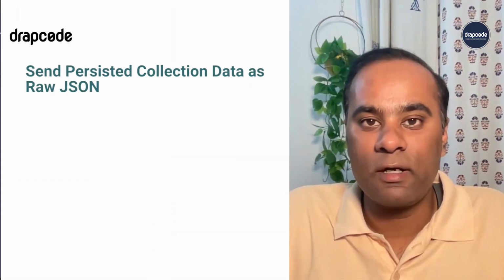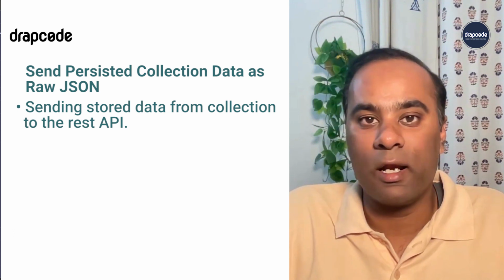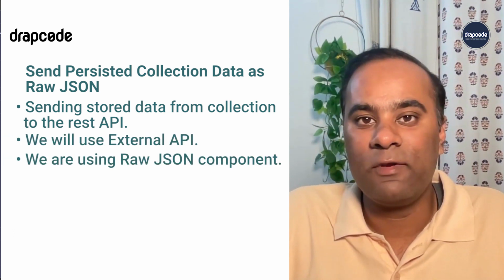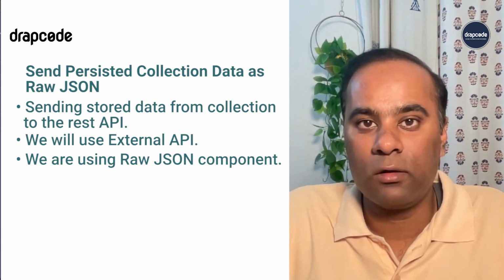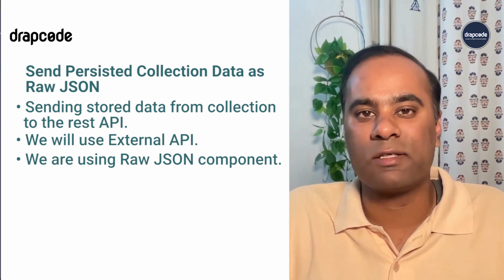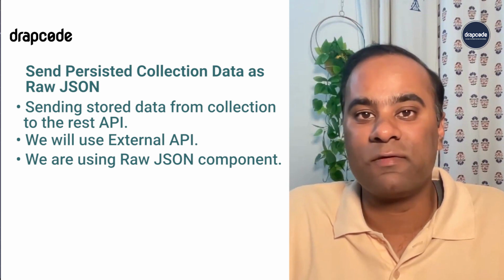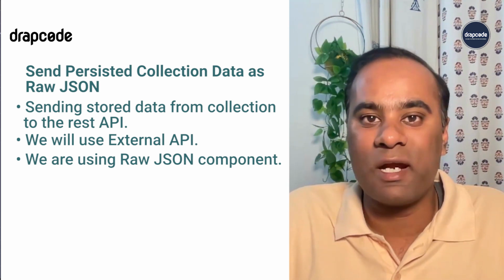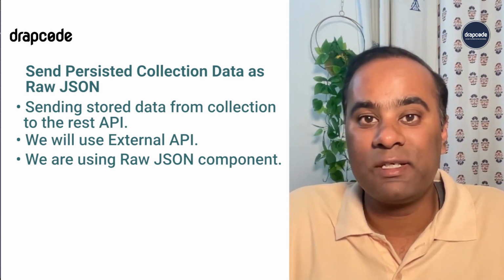So in this video we will understand how to send the data stored in a collection to some REST API using external API. Here we will be using raw JSON component instead of default JSON, because there are several scenarios where the JSON you want to send to an external API is a bit complex, not straightforward, not a standard key value pair. So we'll see how that can be done.